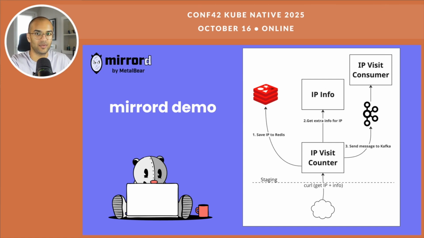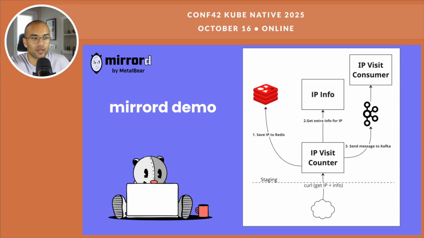Okay, it's almost time for the demo, but let's look at the architecture of the demo application so that you understand when we actually see the demo. So we'll be working with the IP visit counter service, which when you send it a request, returns back the IP the request was from and the number of times the request has been sent from that IP. Behind the scenes, how it works is that anytime a request comes, it saves that request to a Redis database, and then it talks to another service, which is the IP info service, and it gets some information about the IP from that service. And then finally, it sends messages to Kafka, which get consumed by the IP visit consumer service, which is used for logging.